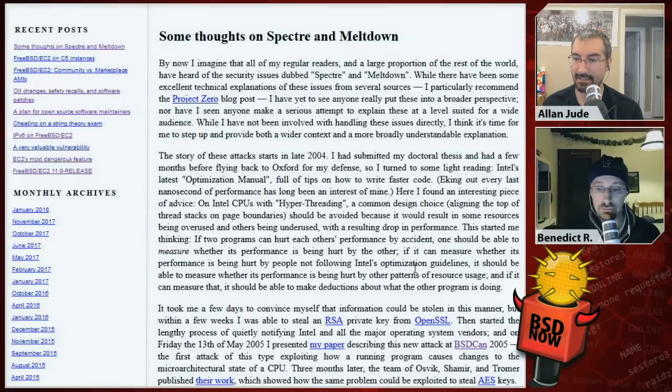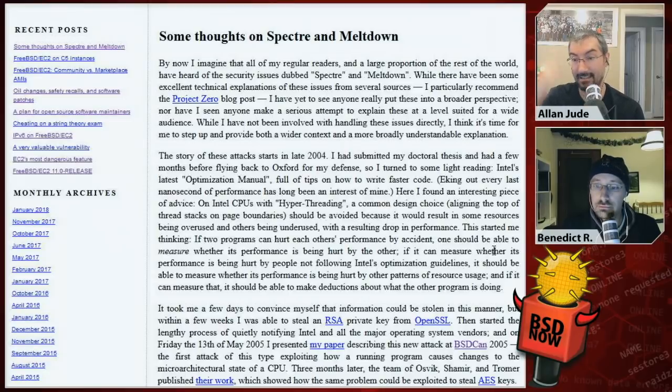Colin hasn't seen anyone make a serious attempt at explaining this at a level suited to a wider audience. While I have not been involved with the handling of this issue directly, I think it's time for me to step up and provide both a wider context and a more broadly understandable explanation. But first, we should establish Colin's bona fides in this particular area.